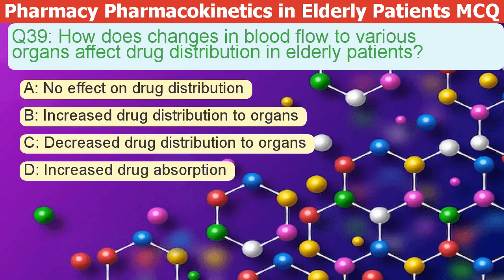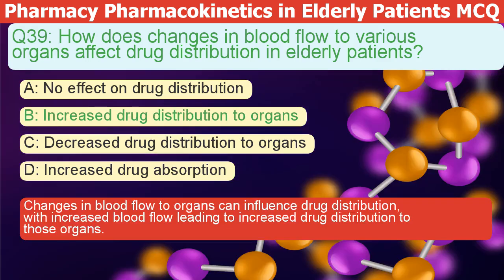A. No effect on drug distribution. B. Increased drug distribution to organs. C. Decreased drug distribution to organs. D. Increased drug absorption. The correct answer is B. Changes in blood flow to organs can influence drug distribution. Increased blood flow leads to increased drug distribution to those organs.